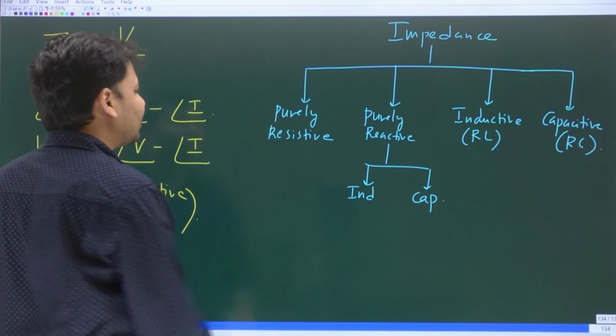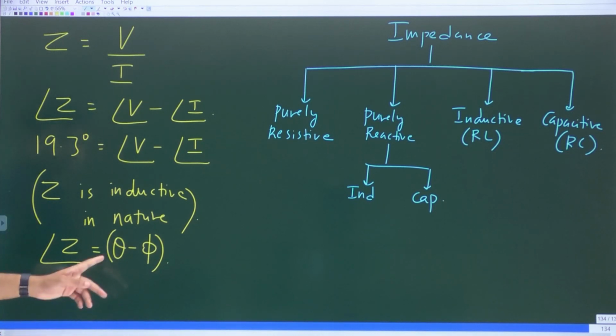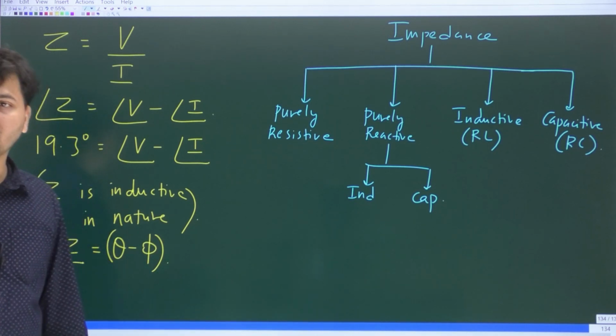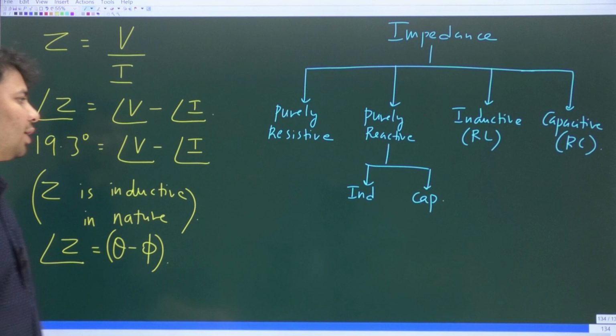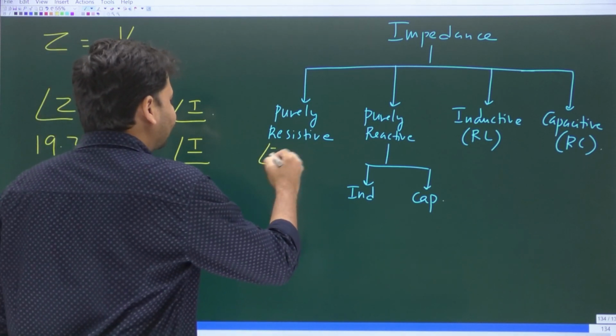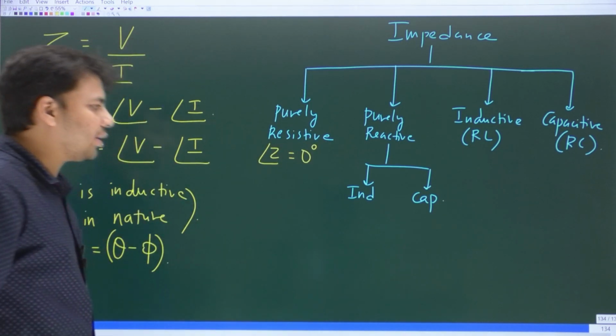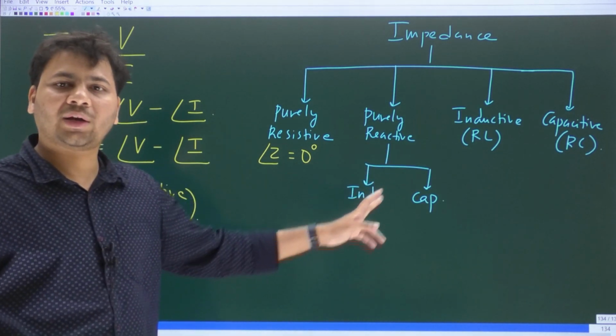Now for purely resistive, theta minus phi, is it not 0? Because voltage and current will be in phase. So the angle of Z is equal to 0 degrees. Now within purely reactive we have two cases.